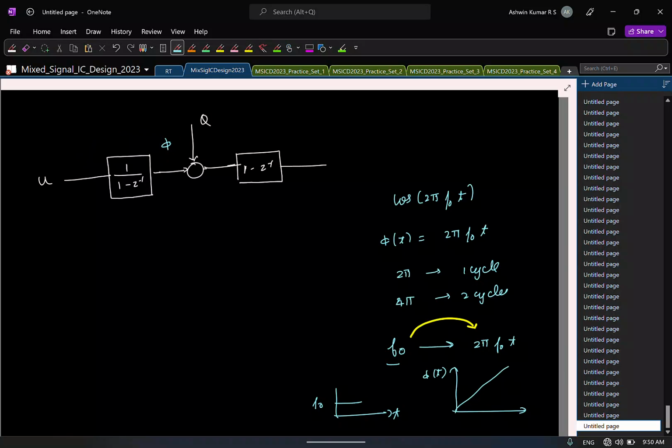I still didn't understand, 2 pi f naught t is the signal over there. That will saturate to VDD, right? No, this is not a voltage signal. This is a phase. It's a hypothetical signal in principle.